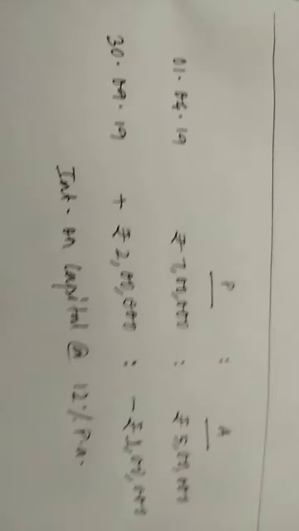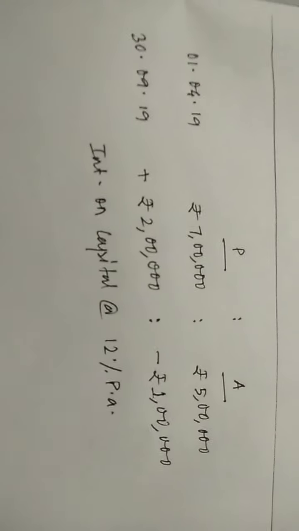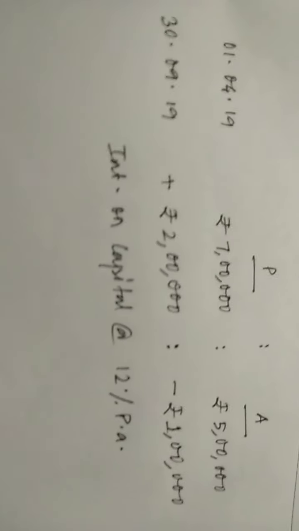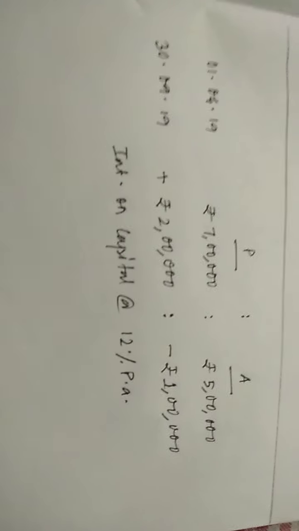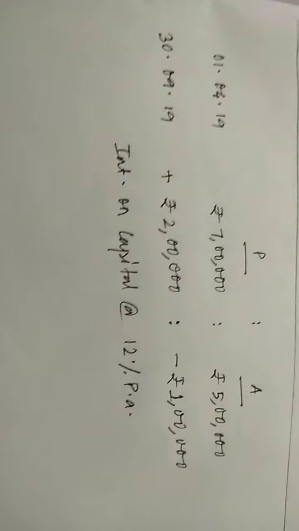Here the names of the partners are P and A. So you will find out the interest on capital of P and of A, and the final answer you will send to me personally over WhatsApp, not in the group. And please do it as soon as possible. And if you have any queries regarding the same, you can text me.